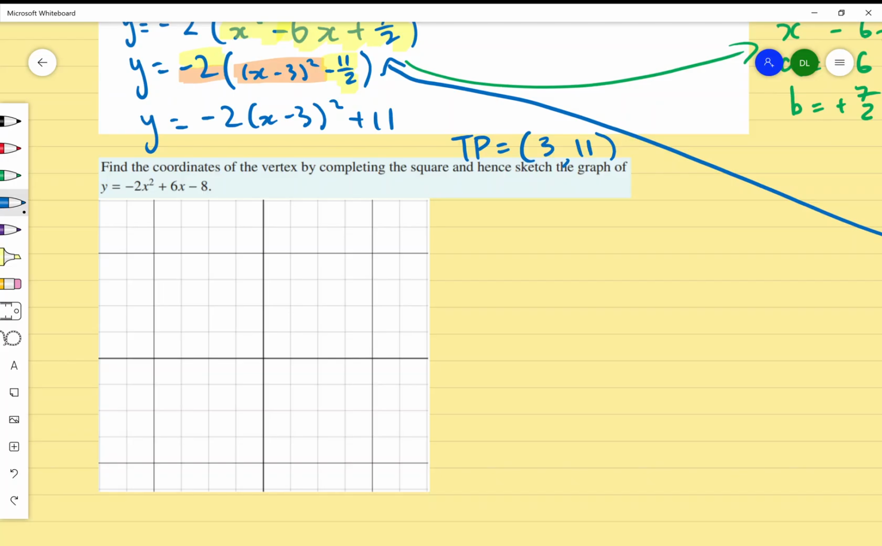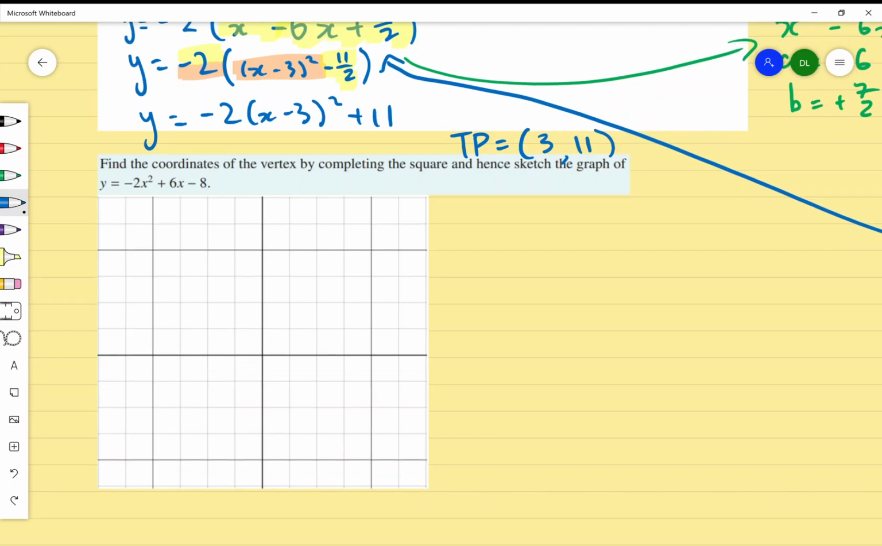Alright, let's do this last one together, then I'll get you guys to do some practice. So, same idea, I'm going to take negative 2 out of all these terms. So y equals, I'm going to rewrite the question first, negative 2x squared plus 6x minus 8. y equals negative 2 bracket, what's the first term? x squared, negative 6, so positive 6 divided by negative 2, negative 3x, and then negative 8 divided by negative 2, positive 4. Good work. This time I'm going to leave the negative 2 in the equation, so you can pick whichever method you like.